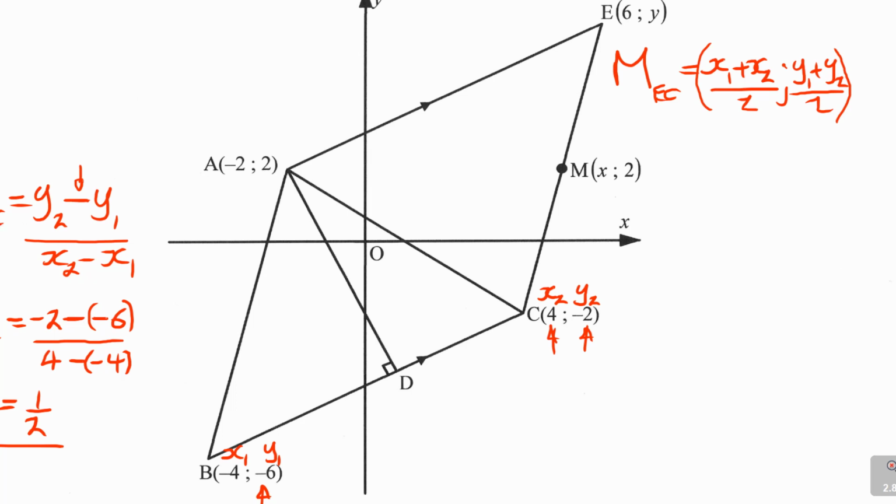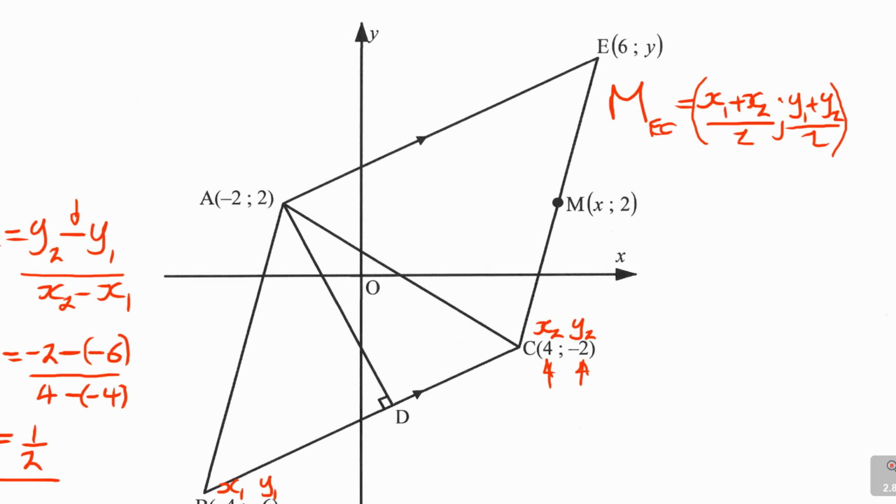Now, similarly to what I did previously, remember I said that when you're talking about coordinates, you must name them already. C is my x2 and y2. That is my C from the previous question. I can make this my x1 and my y1, so that I can say the midpoint of EC, that's why I'm using the capital M, is x1.